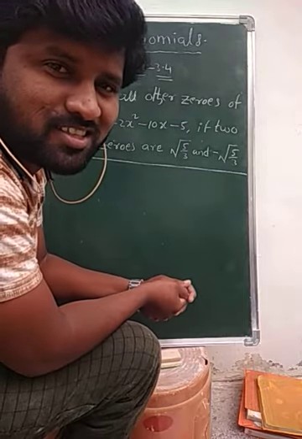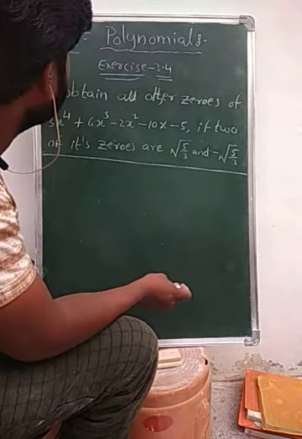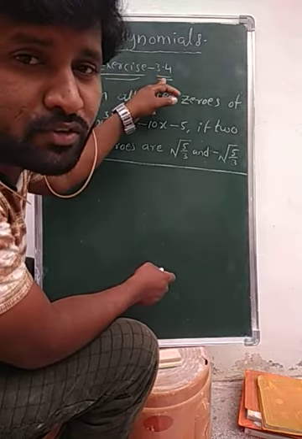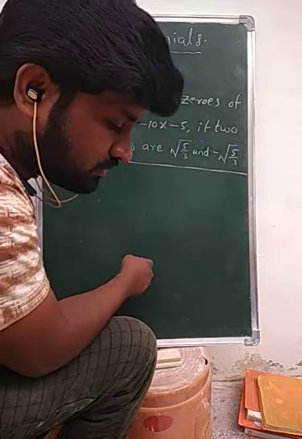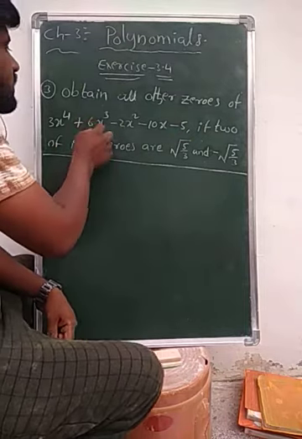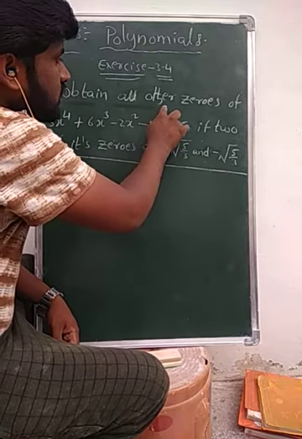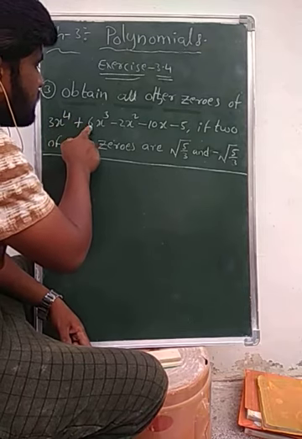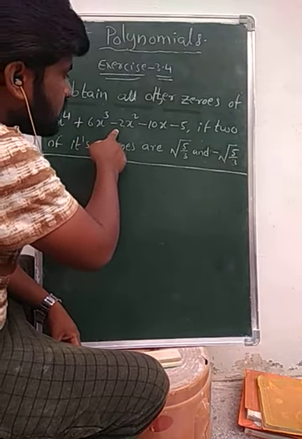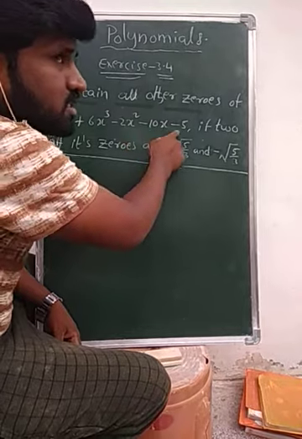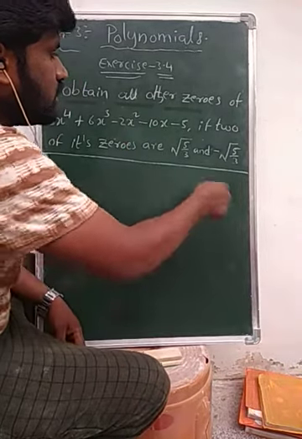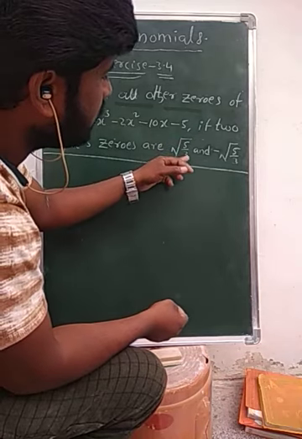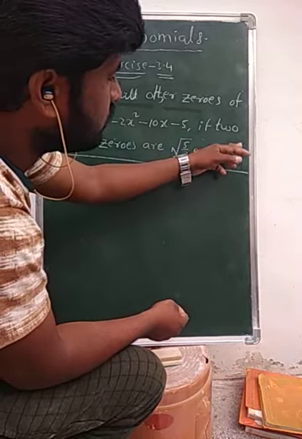Good afternoon, students. Today we are going to discuss chapter 3, polynomials, exercise 3.4, question number 3. The question is: obtain all other zeros of 3x to the power of 4 plus 6x cube minus 2x square minus 10x minus 5, if two of its zeros are root of 5 by 3 and minus root of 5 by 3.